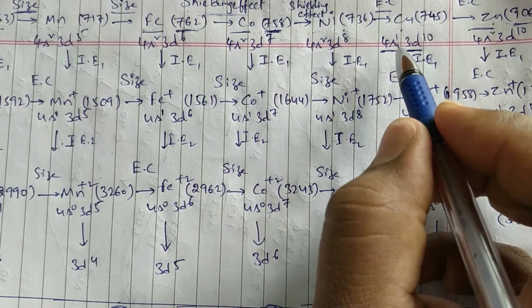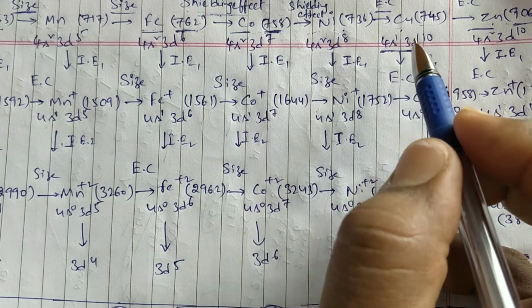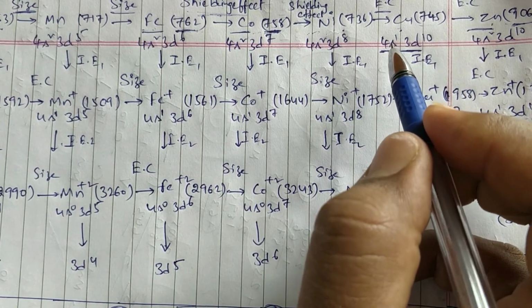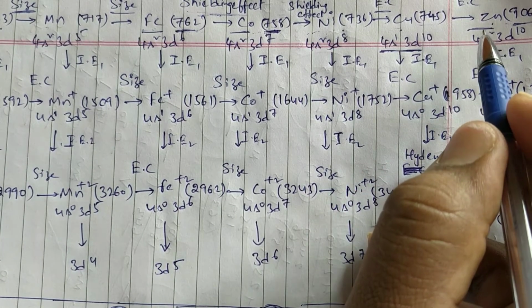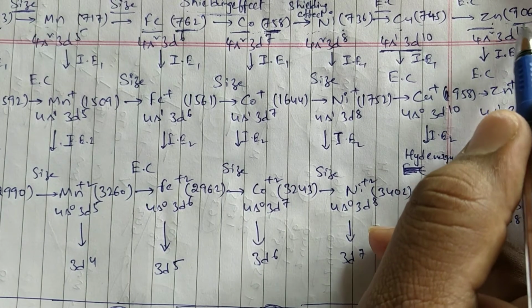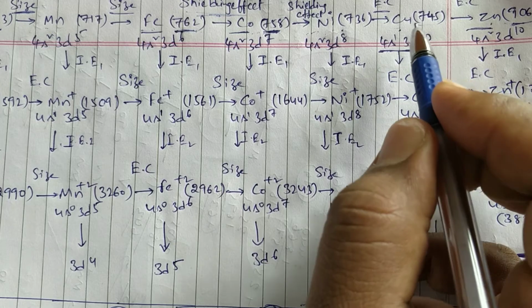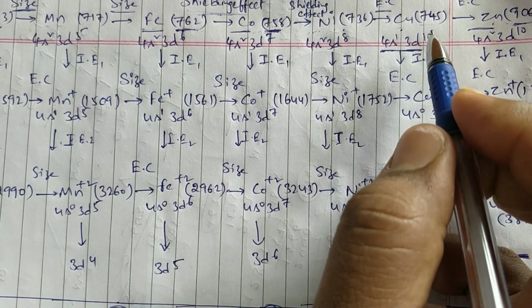But copper is 4s1 3d10. The 4s1 is half filled, but this half filled configuration is less stable than the fully filled configuration. So we can remove the electron from copper somewhat easily when compared to zinc. That's why zinc's ionization energy is 906 kilojoules per mole, and copper's ionization energy is 745. Now I think you got the point of this.